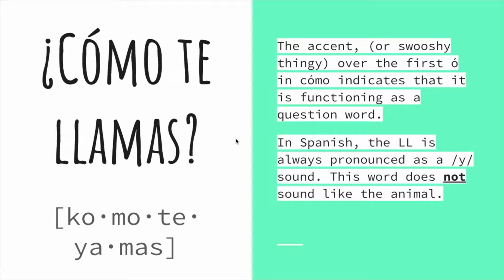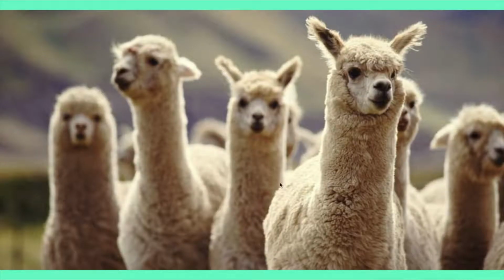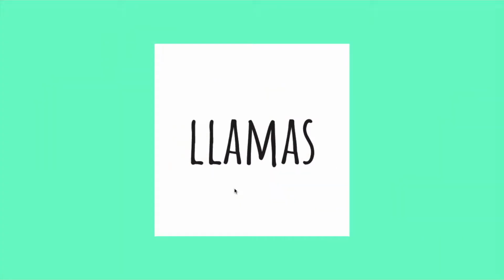In Spanish, you also have this letter right here, this double L. And this is not pronounced like the English L sound in llamas. It is pronounced "yamas." So anytime you have a double L, it is pronounced as a Y sound. So these are llamas. Aren't they adorable? I love llamas. They're so cute. And then this word is llamas. Llamas, llamas. Okay?